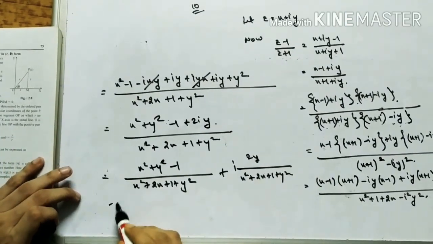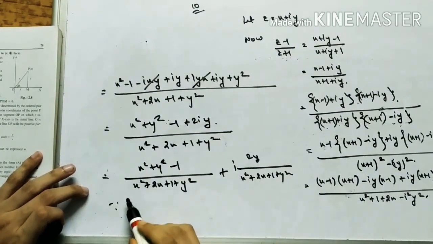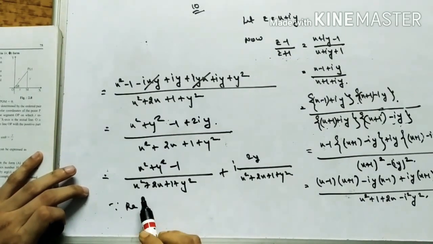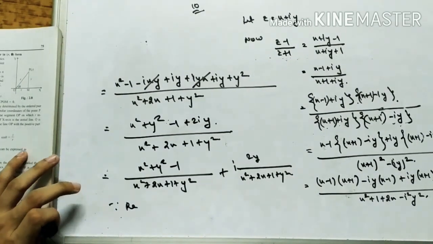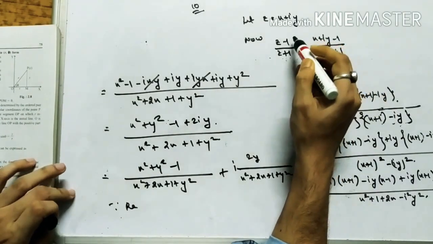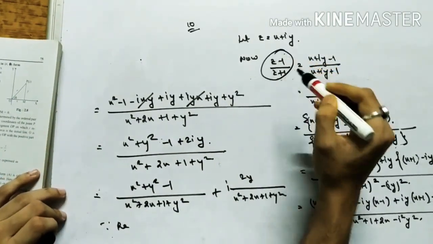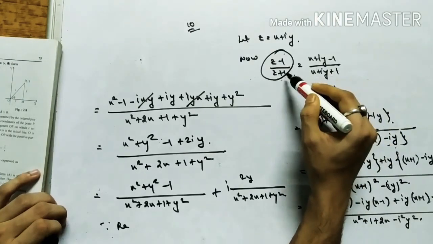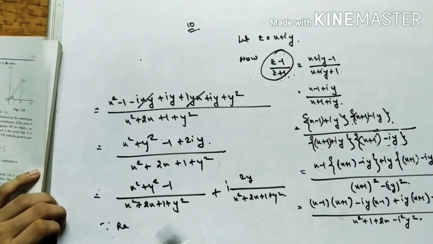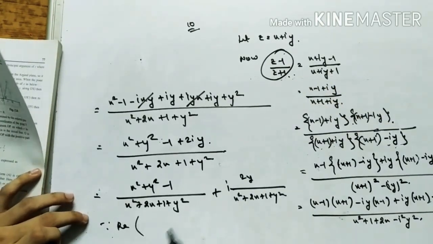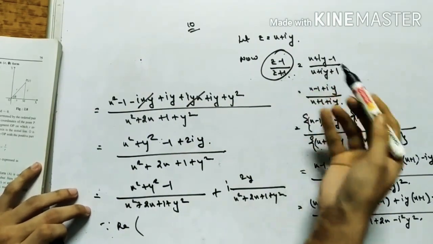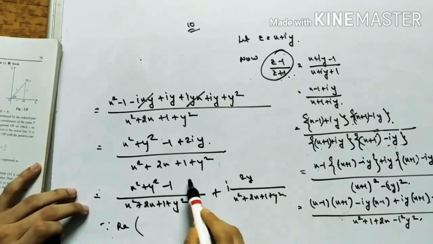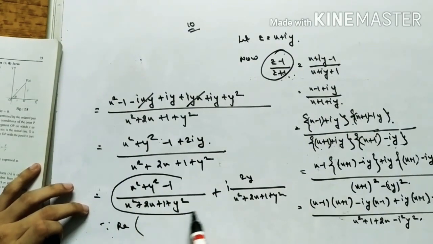Since it is already given in the question that this is a purely imaginary number, it means its real part is 0. So this whole part will be 0.